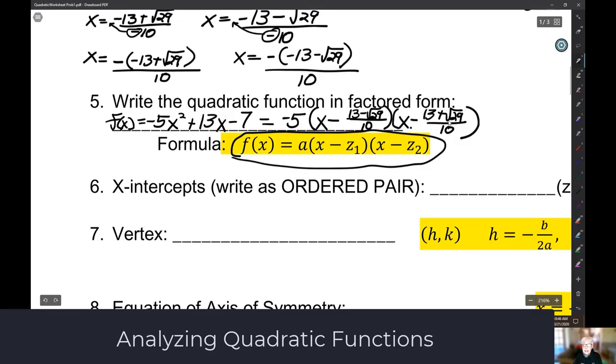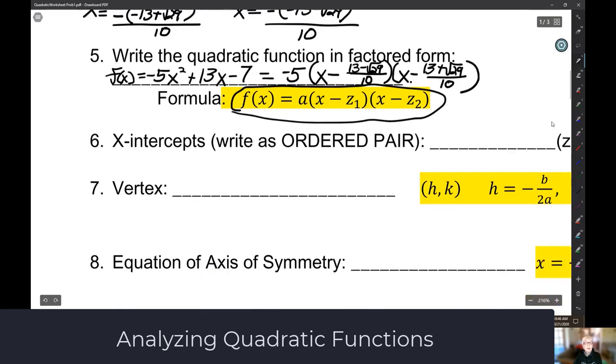See, not every answer is pretty. But now, you know, when we did the homework, we had to assume that A was 1. But in this problem, A is definitely not 1. It's negative 5. It's the leading coefficient of the quadratic function.